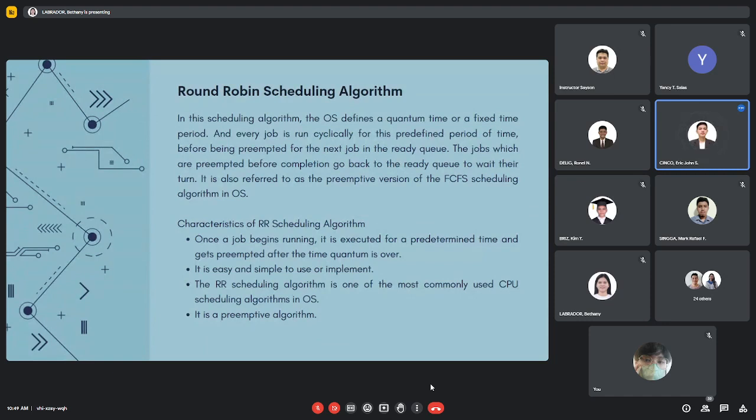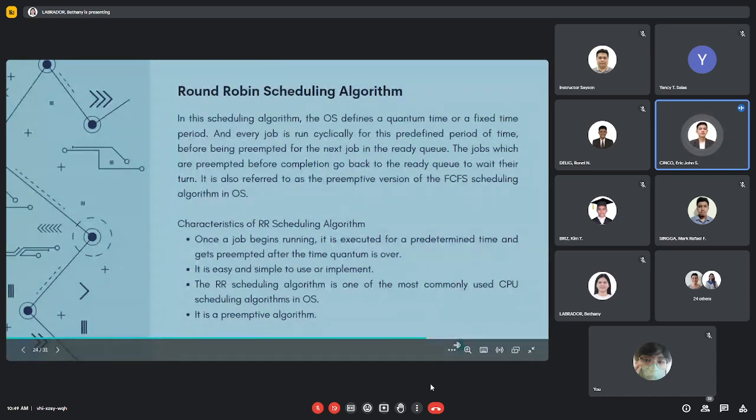And every job is run cyclically for this predefined period of time before being preempted for the next job in the ready queue. The jobs which are preempted before completion go back to the ready queue to wait their turn. So it is also referred to as the preemptive version of the first come first serve scheduling algorithm in operating systems.